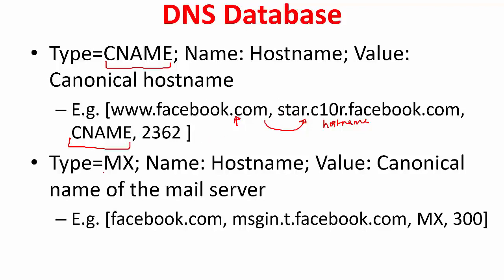MX record is for mail server. So again, this says this domain. Sorry, this is not a host name, this is a domain. So what this entry means is that this domain is being served by this mail server. So this is used in email applications. Even email applications make use of DNS servers to figure out which mail server to contact to pass on the emails.